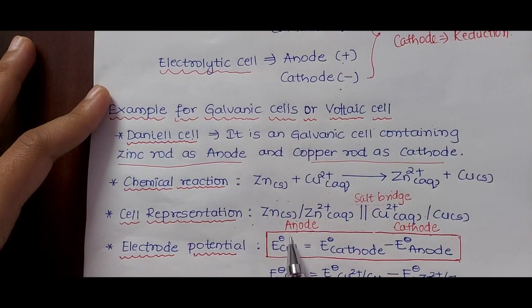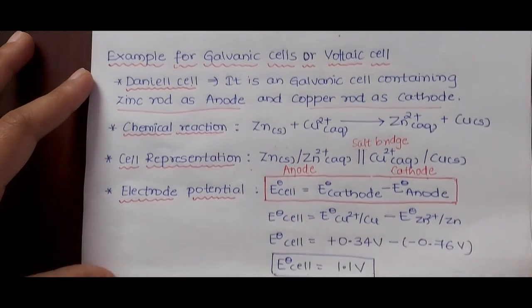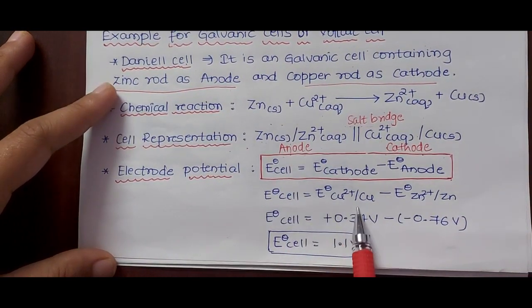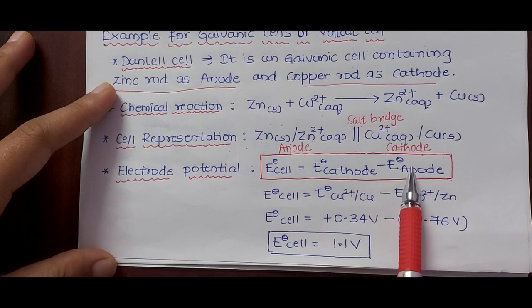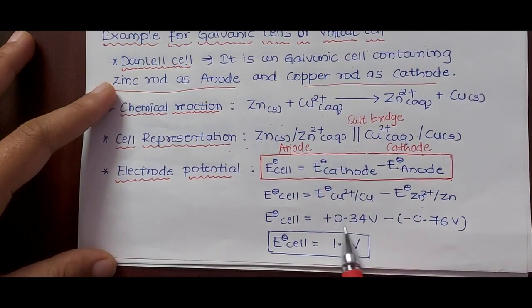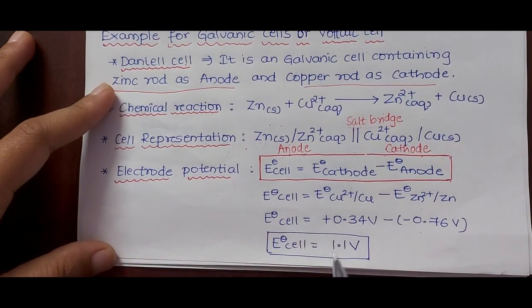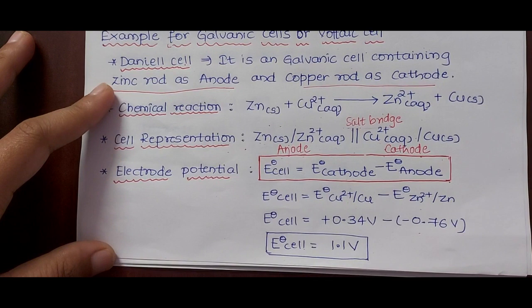And the potential difference between the two electrodes is calculated as: E naught cell equal to E naught of cathode minus E naught of anode. So if you consider here, E naught cell equals E naught of cathode, the cathode was copper, the anode was zinc. Their values are there in the electrochemical series, and overall the cell potential produced by the Daniell cell is 1.1 volt.